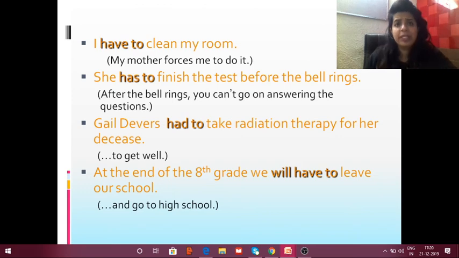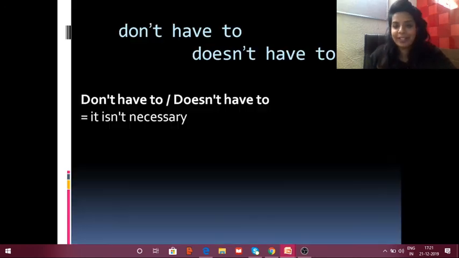I have to clean my room. My mother forces me to do it. She has to finish the test before the bell rings. Means after the bell rings, you can't go on answering the questions, right? You won't be allowed. Gail Devers had to take radiation therapy for her disease to get well. At the end of the 8th grade, we will have to leave our school and go to high school.